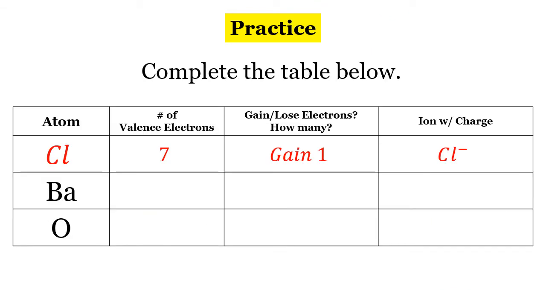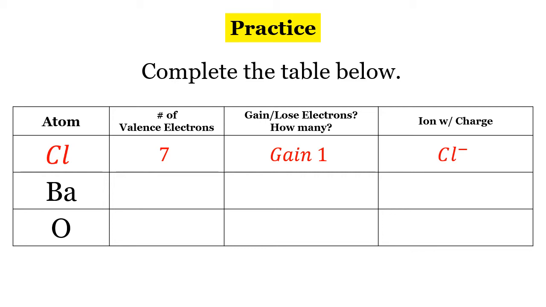All right, let's do some practice. So for the first one here, we've got chlorine. Chlorine has 7 valence electrons. It's going to gain one electron because it's following that second rule. It has between 4 and 7. So its ion with a charge would be -1.